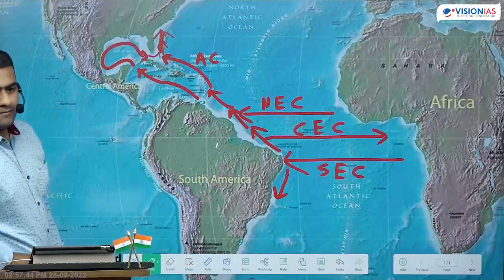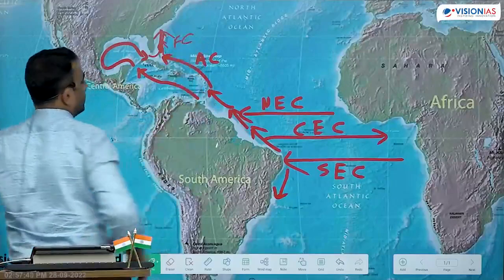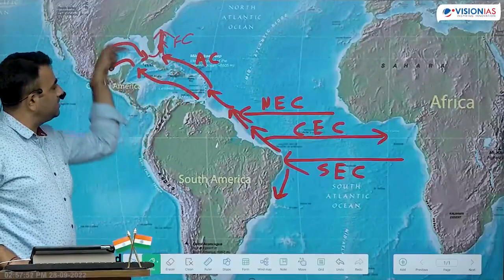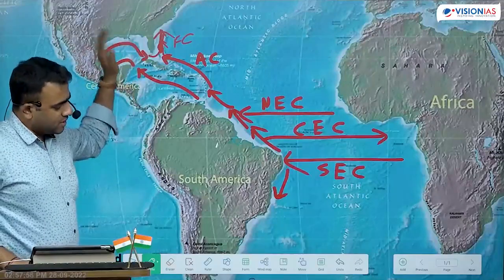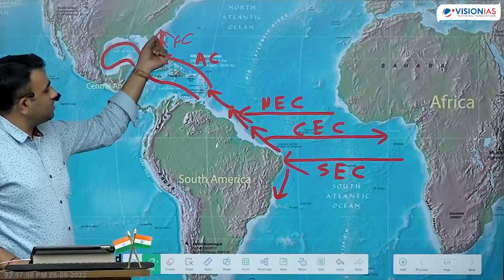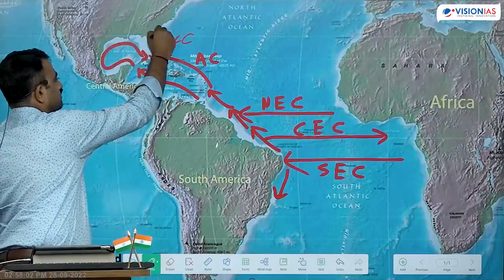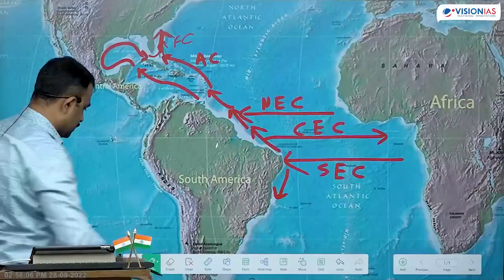Florida. And this is what we call the Florida current. Along the coast of Florida, the combined waters of the Antilles current and the water which is coming out of the Gulf of Mexico, this combined water is called the Florida current. Okay?